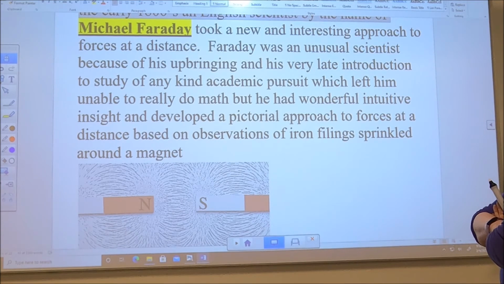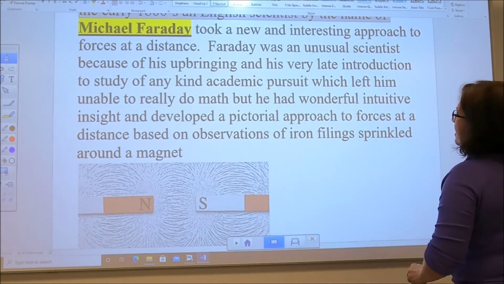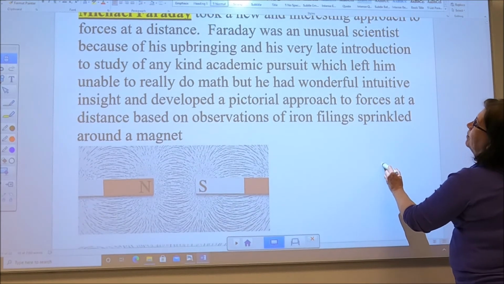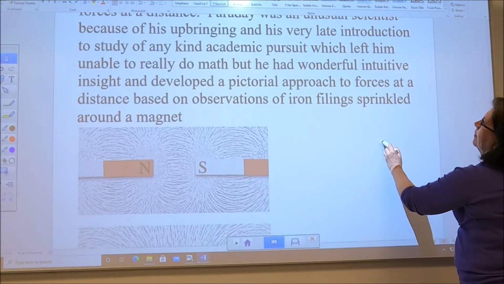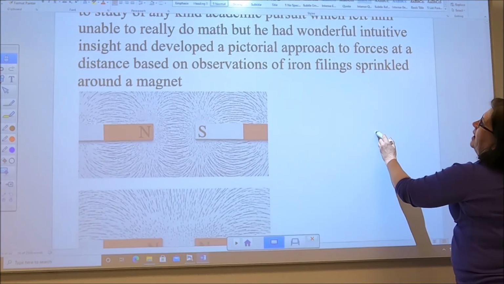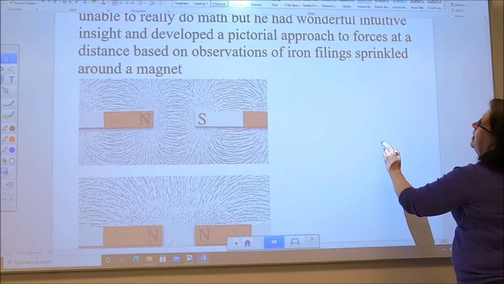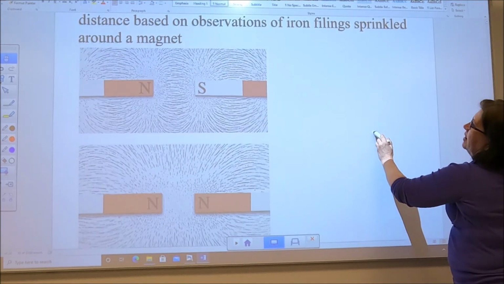Now, Michael Faraday took a new approach to this. He was very good conceptually. He was very good at looking at things and coming up with physical kind of descriptions. And Faraday had been looking at magnets. And he's going to take a new and interesting approach. Now, he's very intuitive. He's going to look at things.